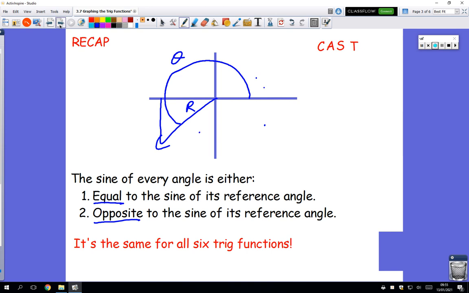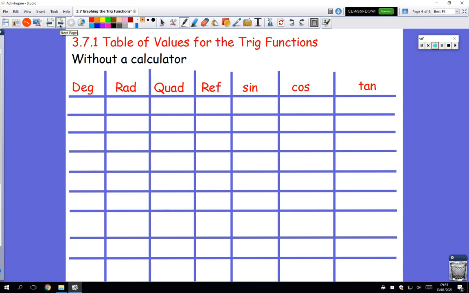So with that in mind, I'm going to start to construct a table of values for the trigonometric functions. I'm just going to look at sine, cosine, and tan, but again, you should be thinking about their reciprocals, cosecant, secant, and cotangent. And I'm going to do this without a calculator. I'm going to focus on special angles, and you need to be able to do this. I'm going to do it for degrees all the way up to 360.